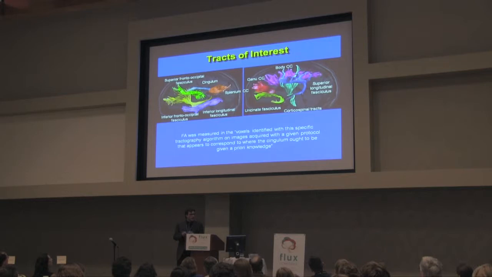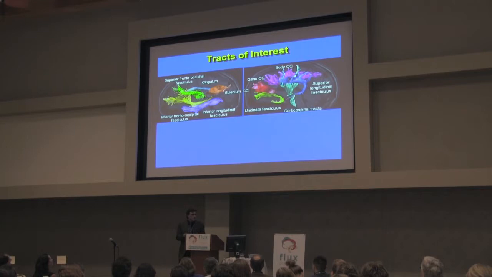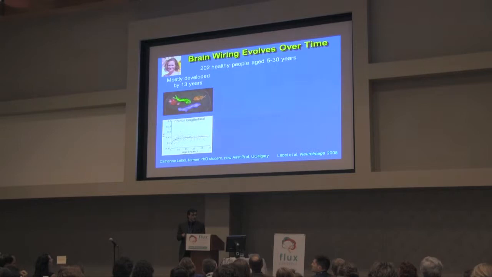Now, one thing to keep in mind though is that we don't usually put this in papers. You know, FA was measured in the voxels identified with this tractography algorithm on this protocol with this SNR, and it corresponds to where the cingulum ought to be given a priori knowledge, right? We say that FA was measured in the cingulum, all right? But it's important to keep in mind that if you change your thresholds, you use a different algorithm, you have different noise, your image quality is poor, whatever it is, you're not going to track the same track that somebody else is going to track. You're going to get parts of other tracts, there's crossing fibers, but we have to simplify in order to be able to make these measurements, but one needs to be aware that that's the case.